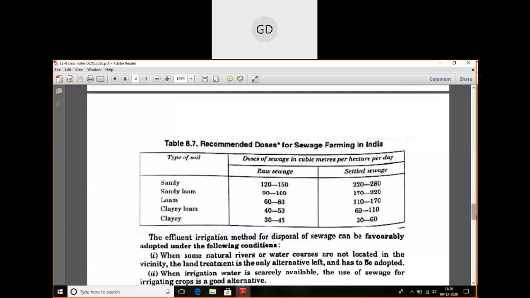Okay, next is the effluent irrigation method for disposal of sewage. It can be adopted under some favorable conditions. So what are those conditions? Number one is when natural rivers or water courses are not located in the vicinity, the land treatment is the only alternative left and has to be adopted.